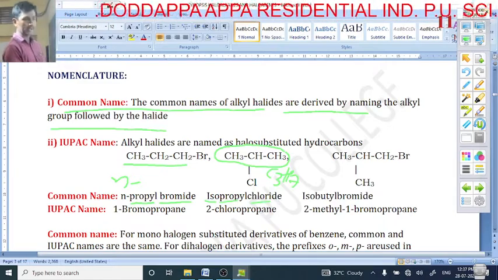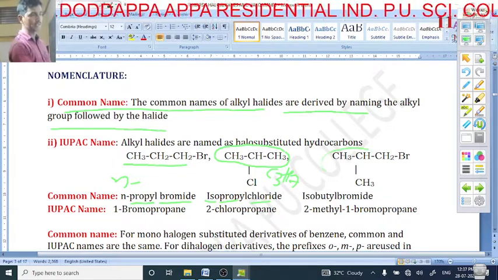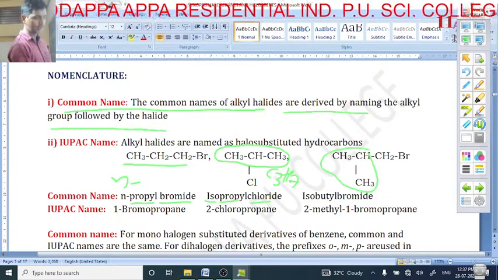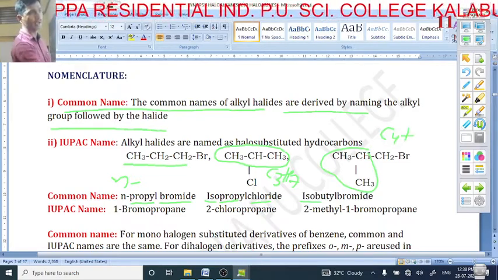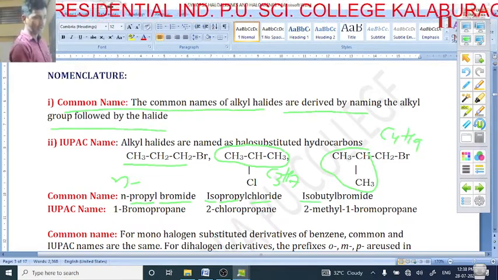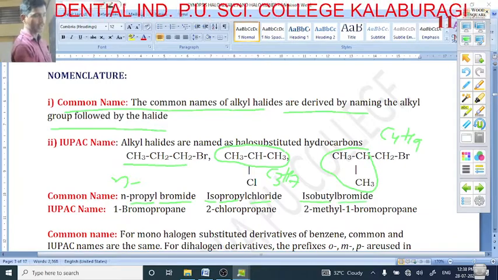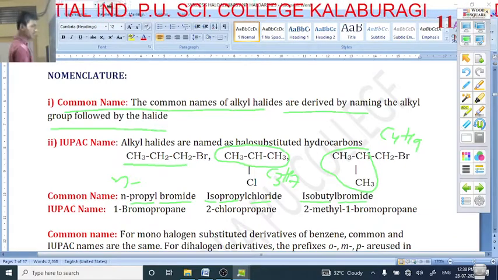Here is also the same. This CH3, CH is called iso. So this is the iso. 4 carbons are there. Total how many carbons? 4 carbons and 9 hydrogens. It is called butyl. And this Br is called bromide. Next, what is the IUPAC name?